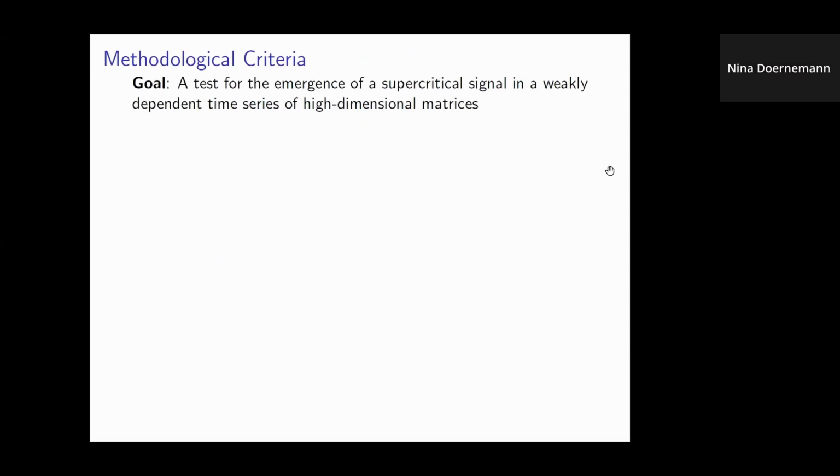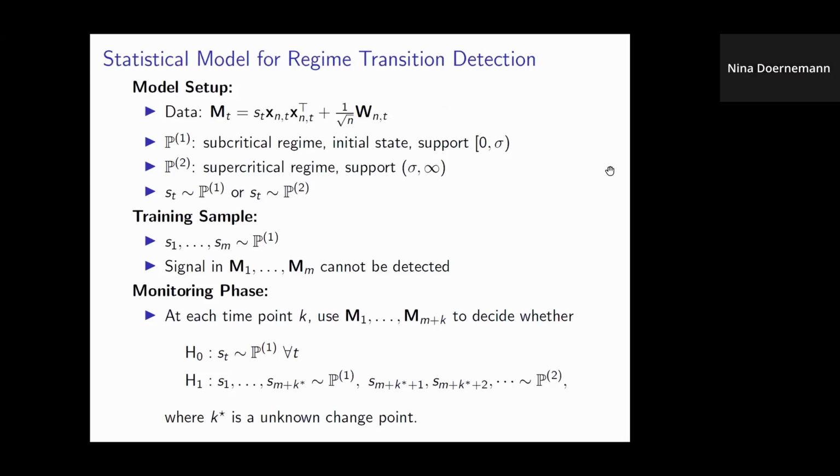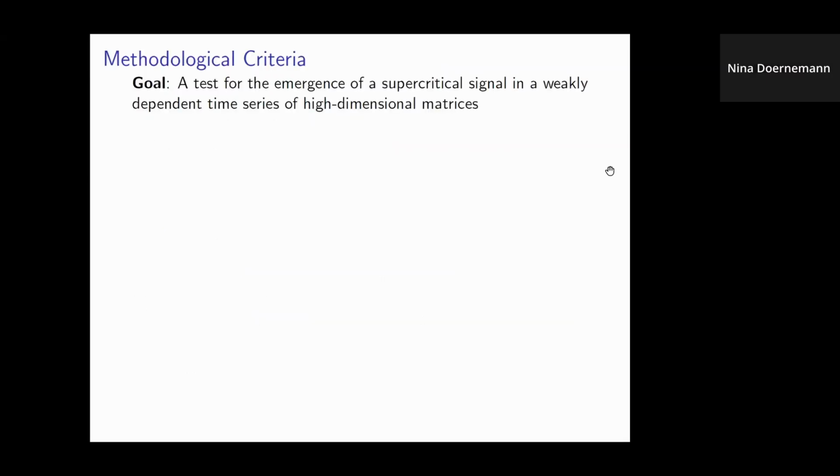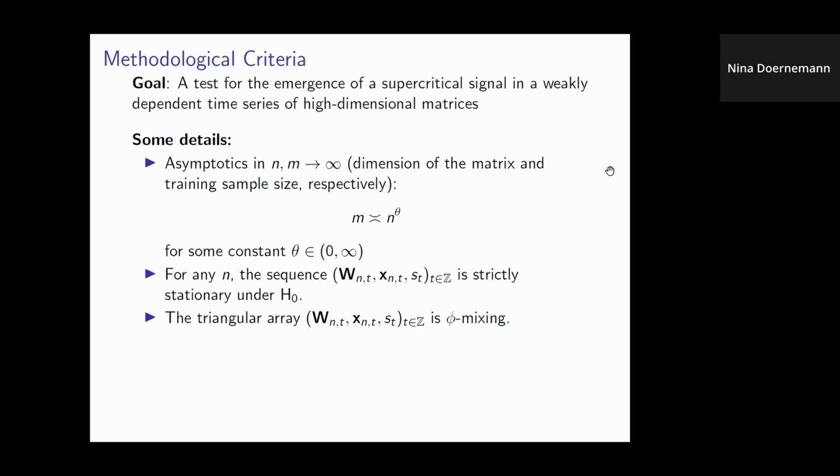Wonderful. So I can use this time to explain how we approach this problem. And if I tell you how we approach it, maybe we should first agree on some criteria that we want our test to fulfill. So we want to develop a test for detecting a supercritical signal in a weakly dependent time series of high-dimensional matrices, which are Wigner matrices. And here is the kind of setup that we think about.